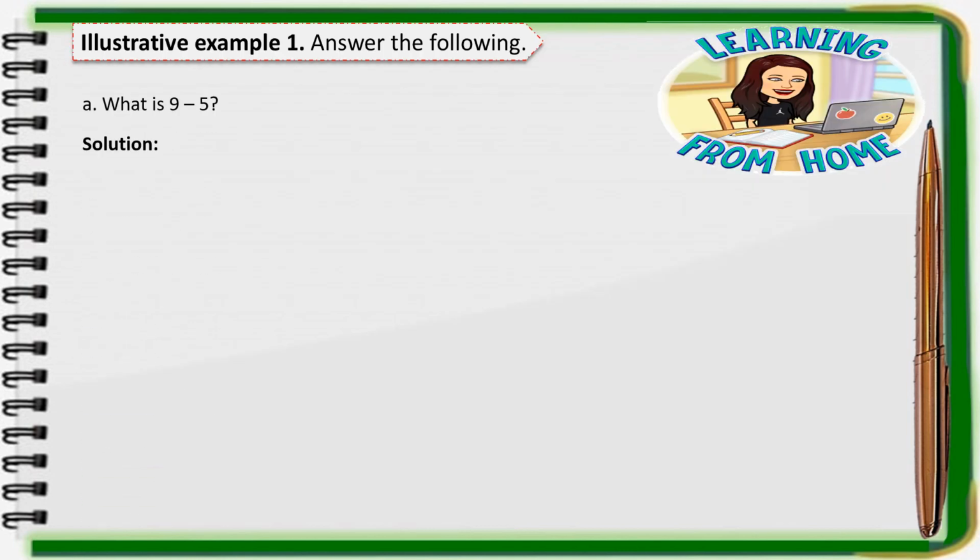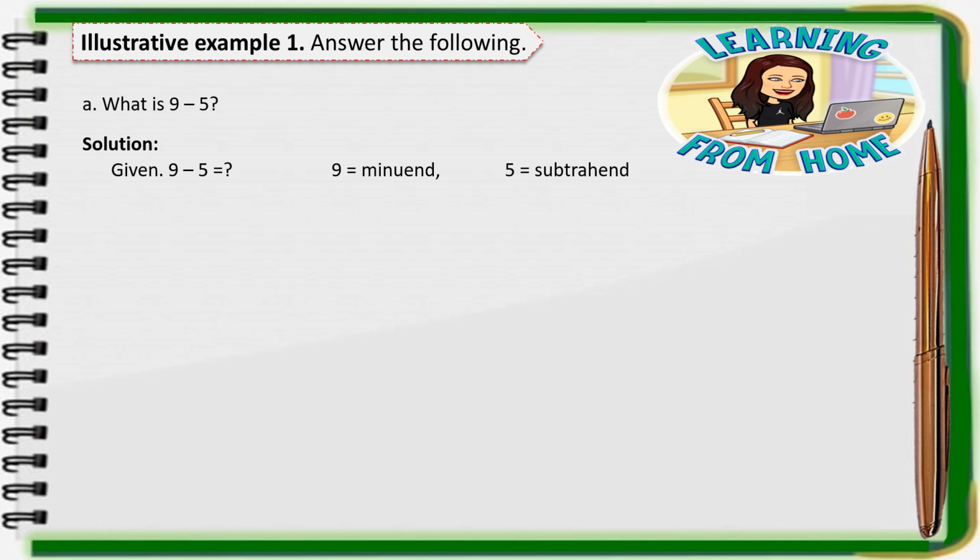Example number 1. What is 9 minus 5? Okay? So, let us solve our problem. Let's write our given. 9 minus 5 is equal to, we are looking for it. So, we have 9 as our minuend and 5 as our subtrahend. Okay? We are just going to follow all the steps.